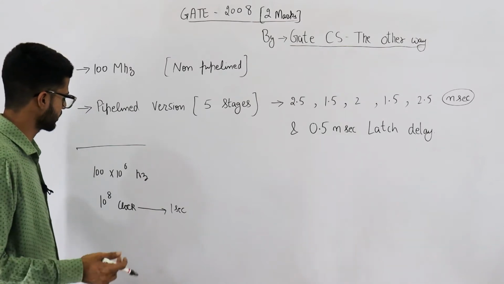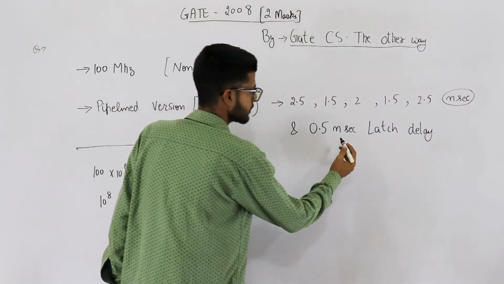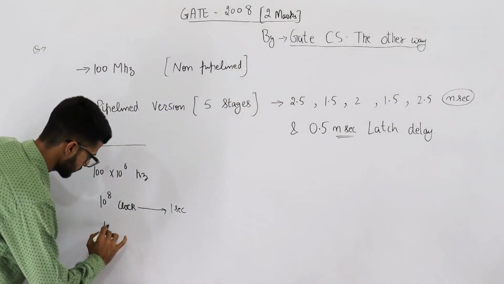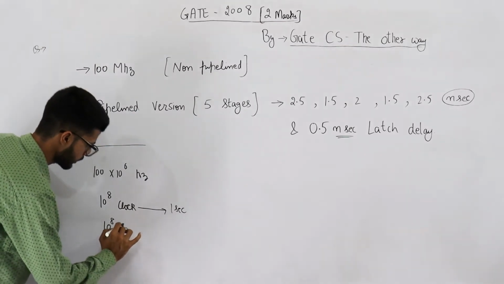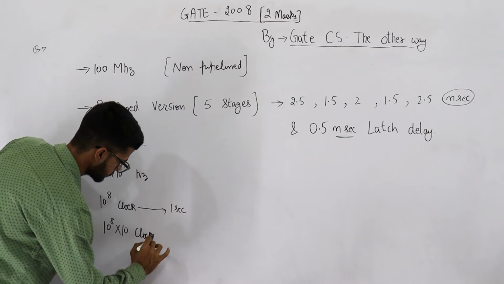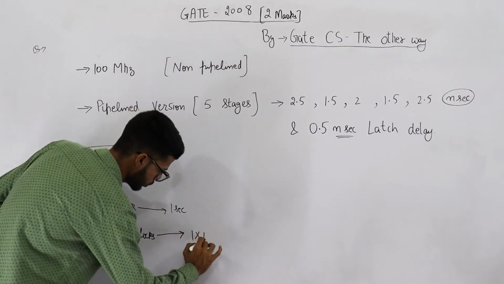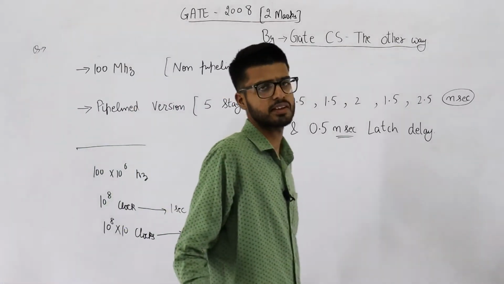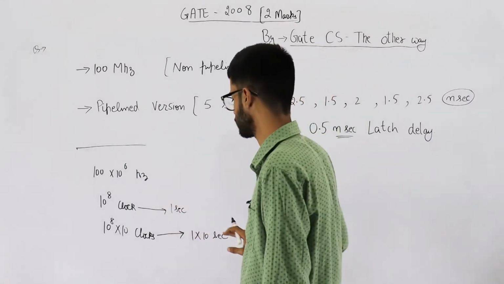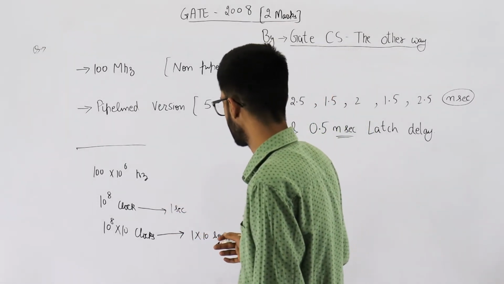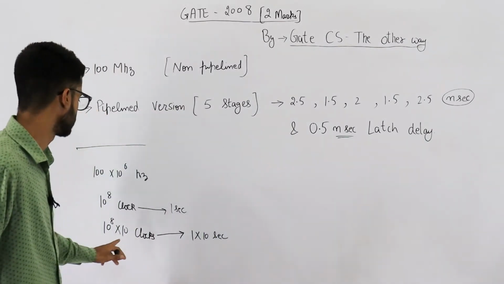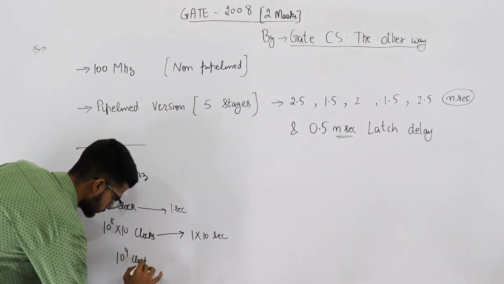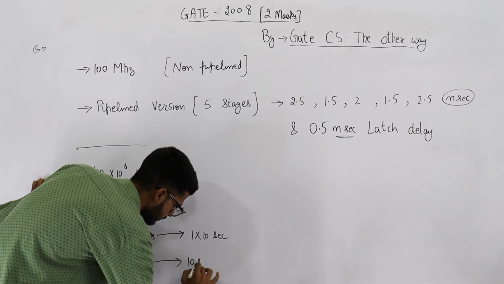Now just to simplify things, we know that other units are nanoseconds. So let's try to convert this also into nanoseconds. You just write 10 raised to the power 8 into 10 clocks in 1 into 10 seconds. I generally just tend to convert everything in nanoseconds. This way it makes the question a lot easier to solve. We have just multiplied both sides with 10. Now it comes out to be 10 raised to the power 9 clocks in 10 seconds.